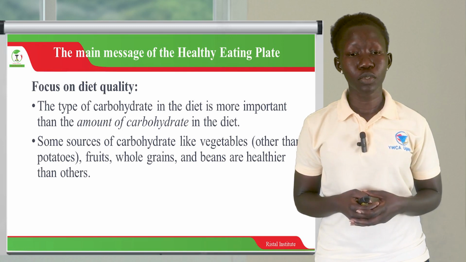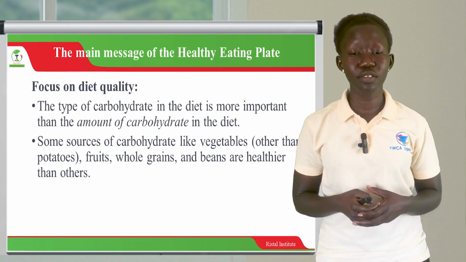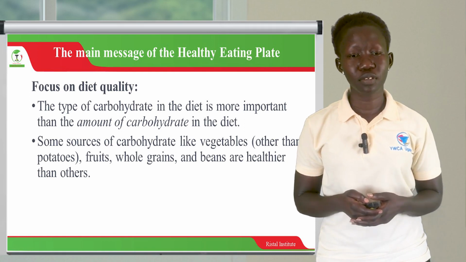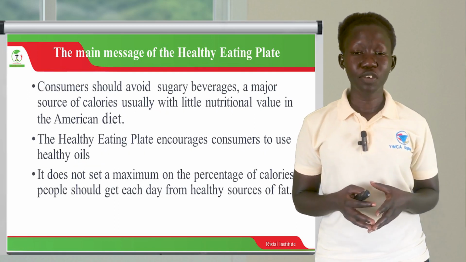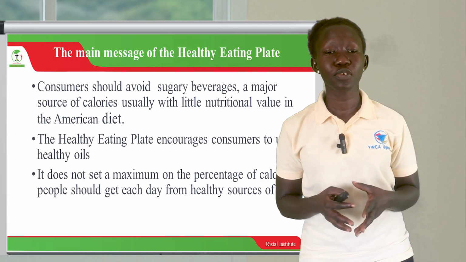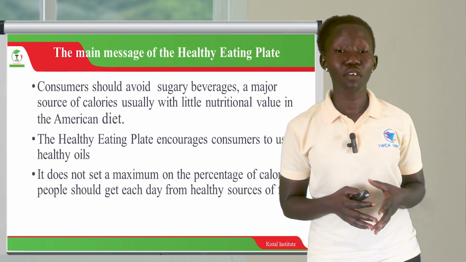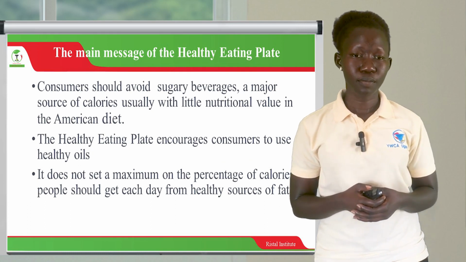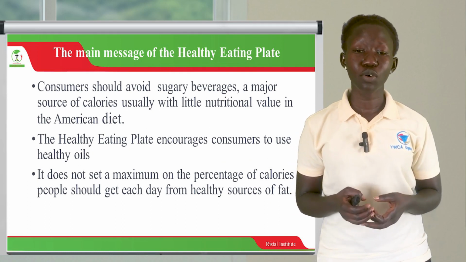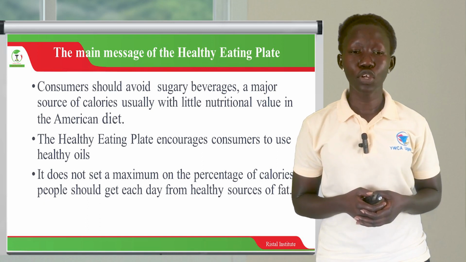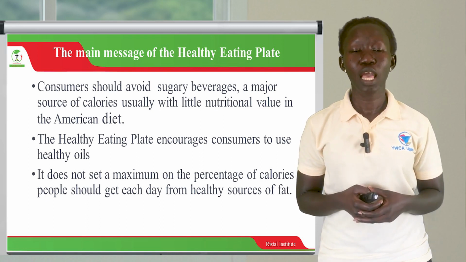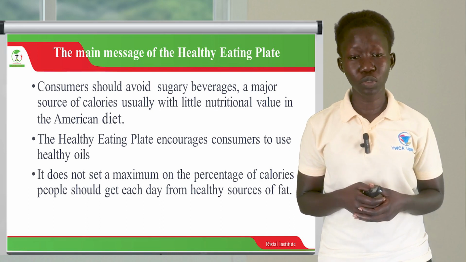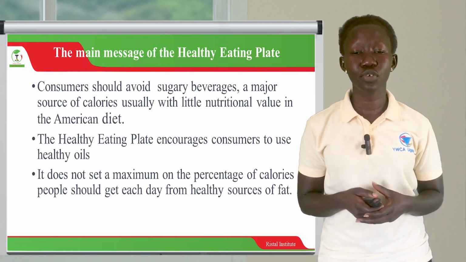Fruits, you have to make sure you emphasize the whole grains and then the beans. They're also healthier than other sources. The consumer should also avoid sugary beverages, which is a major source of calories that have little nutritional value according to the American diet. The Healthy Eating Plate also encourages consumers to use healthy oils, and it does not set a maximum on the percentage of calories people should get each day from the healthy sources of fat.